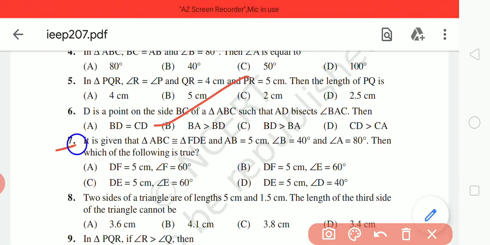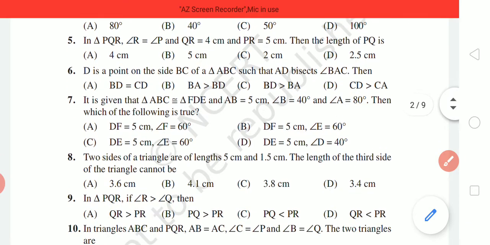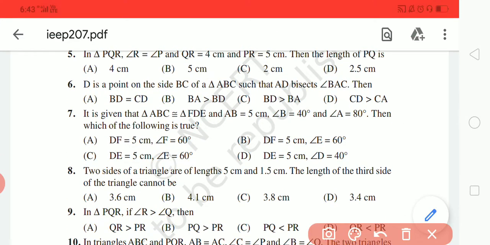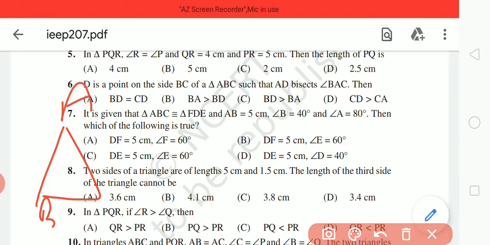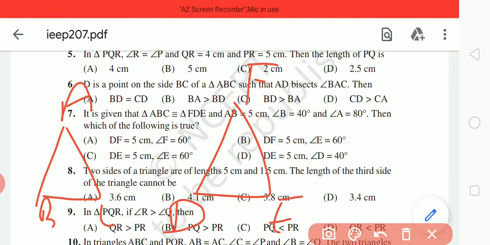Now come to the seventh part. It is given that triangles ABC and FDE are congruent, and we are given AB is 5, angle B is 40, and angle A is 80 degrees. Which of the following is true? Now we have to draw two triangles first. So let me draw. This is ABC, and this is FDE, taking the same correspondence, right?